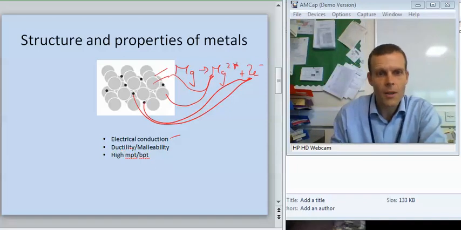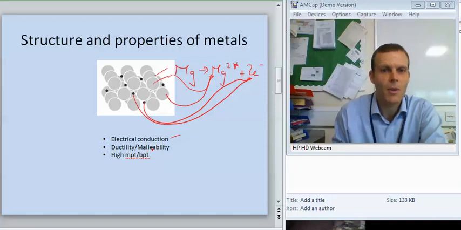Those free moving electrons give us very good conduction of electricity. It also means that the substance is relatively ductile, which means it can be stretched into a wire, and it's also malleable, which means you can hit it with a hammer and it's going to dent and change shape. It's not going to shatter, because when you hit this lattice, the electrons can readjust so that you're not having an imbalance of charge anywhere.